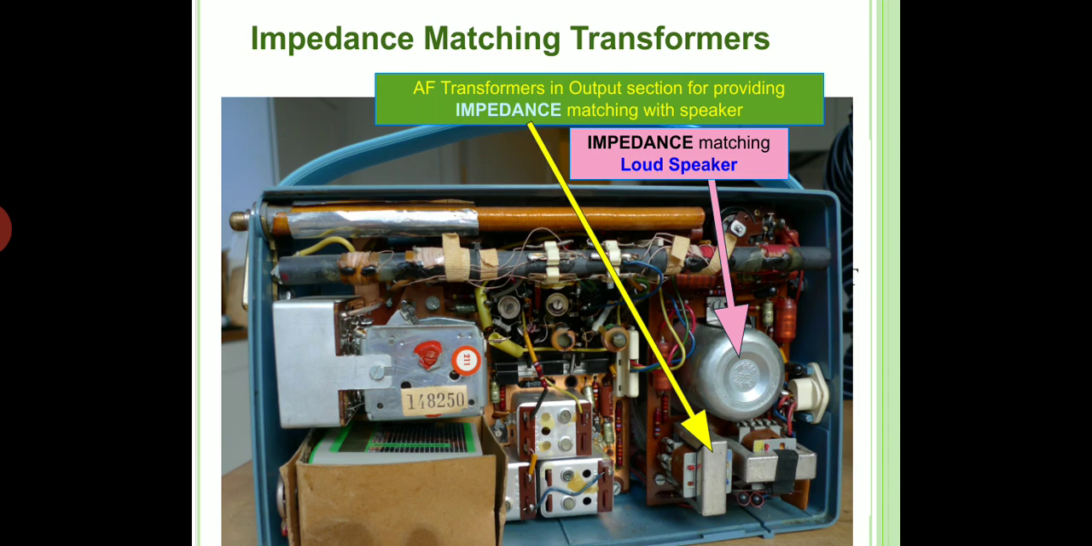The transformer shown by the yellow arrow is the AF transformer, and it achieves the function of impedance matching. It is matching the impedance of 8 ohms with that of the loudspeaker used in the circuit. So that is the final stage of this radio receiver, or the audio section of the receiver.